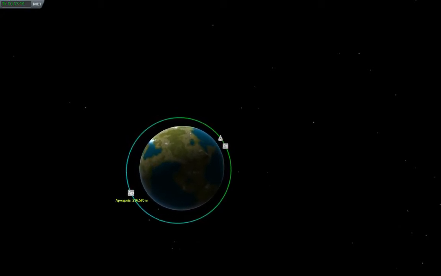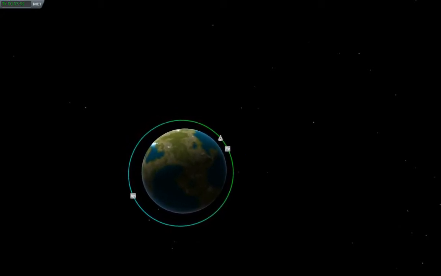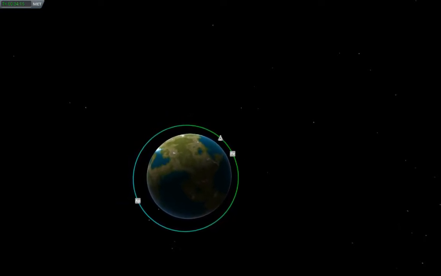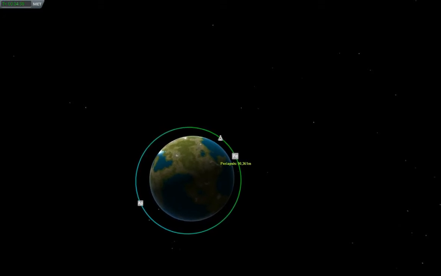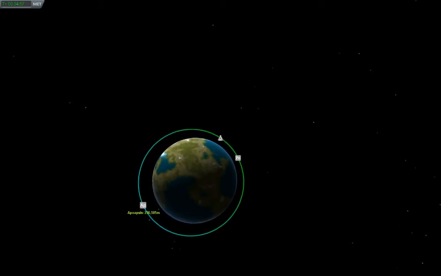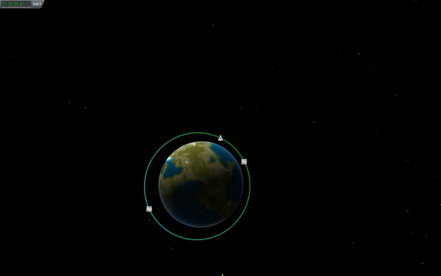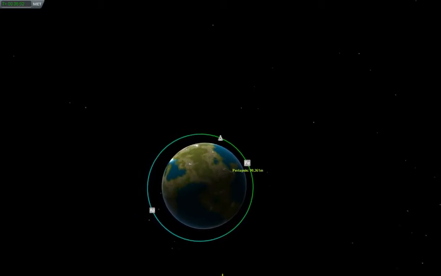Periapsis and apoapsis. These are the two points of an elliptical orbit. The apoapsis is the high point, periapsis the low point. If you want to move the periapsis, which we just did, then you push at the apoapsis. If you want to move the apoapsis, make it higher or lower, then you push at the periapsis.